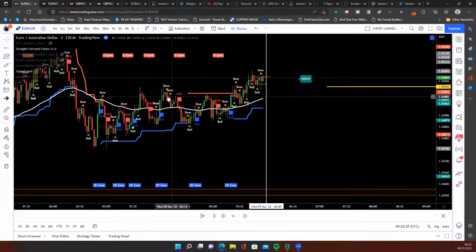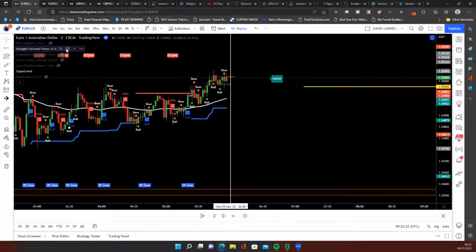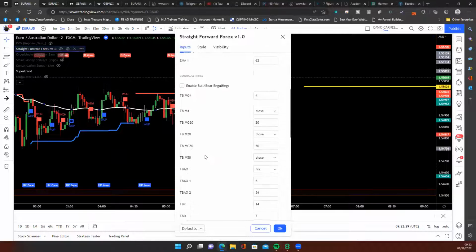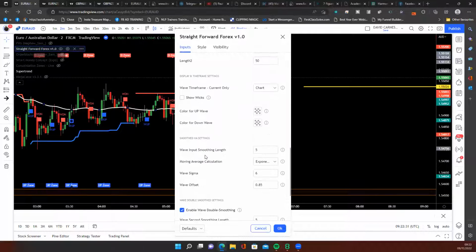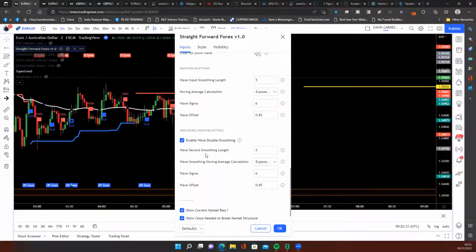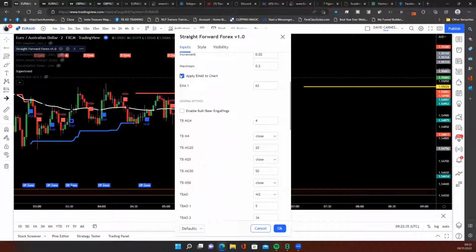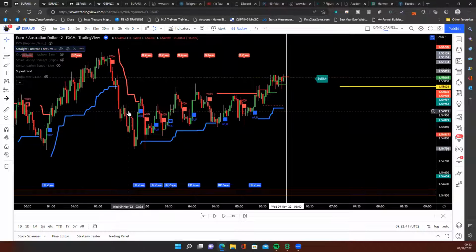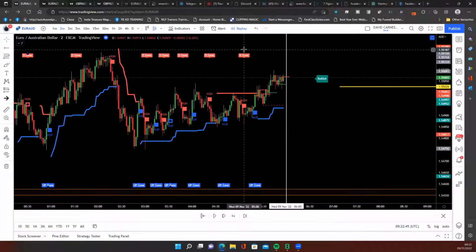So we have an indicator. It's called Straightforward Forex. Let me just turn these off a minute, make it a bit less busy for you. The three things I'm looking at. Get rid of that one. So this is the foundation, and then there might be other things that you want to add that you like, and we've got that built into it.